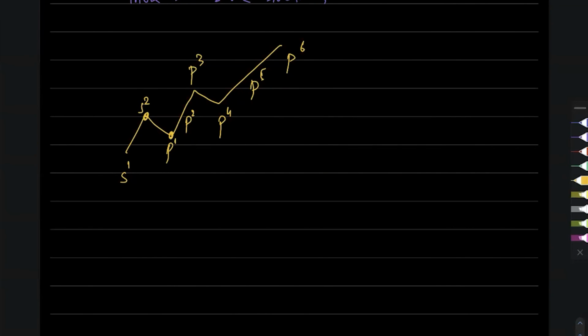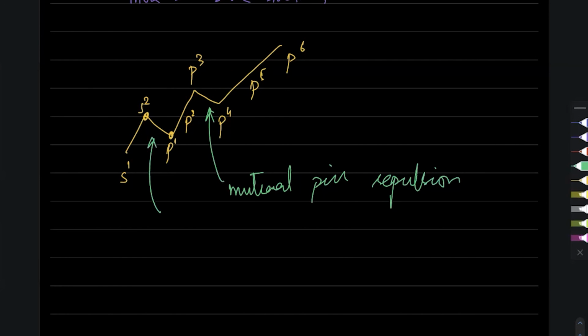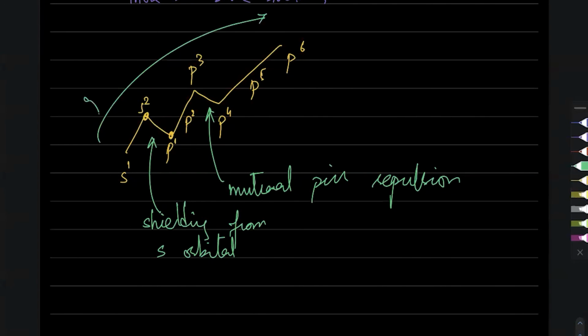Why is the energy decreasing from p3 to p4? Because there is mutual pair repulsion. The words are important. So this falls because of mutual pair repulsion. This falls because there is shielding from the s orbital. And overall it increases. Overall, the general trend is that it increases. Why? Because more protons with similar shielding. Why similar shielding? Because they have the same shell.